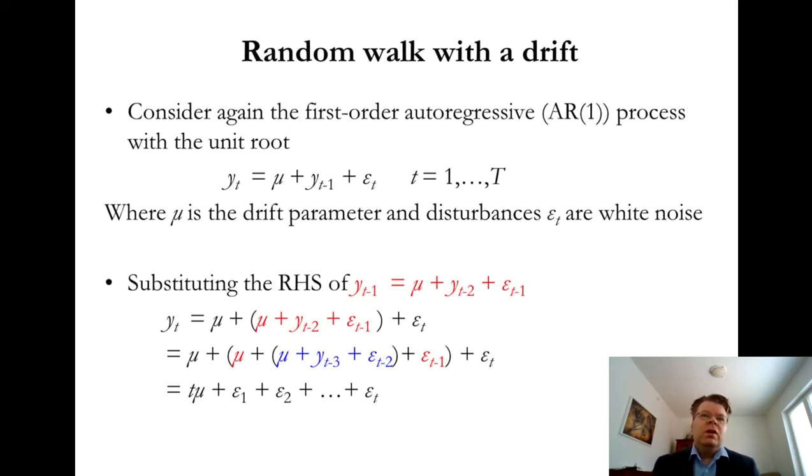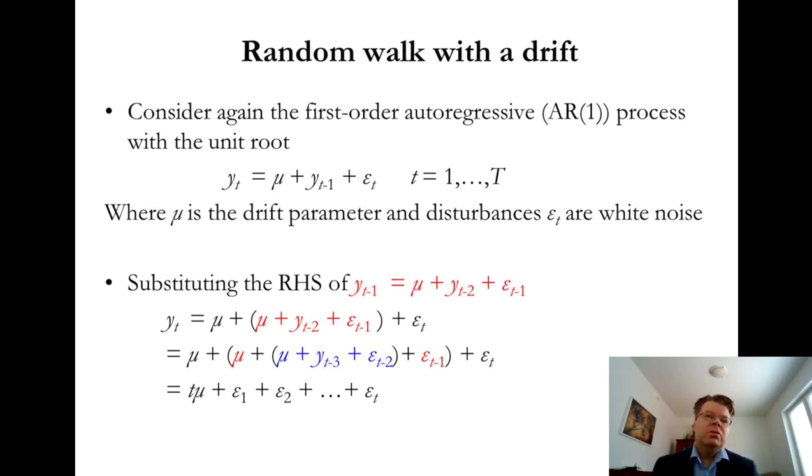And notice that I don't have here this coefficient rho, which was this autocorrelation coefficient. That's because this rho is set equal to 1, and we have this unit root process here. So I have also manipulated this equality a little bit. Notice that, of course, y in period t minus 1 is equal to mu plus y in period t minus 2 plus epsilon in period t minus 1. So this is what I have indicated with the red equation here.